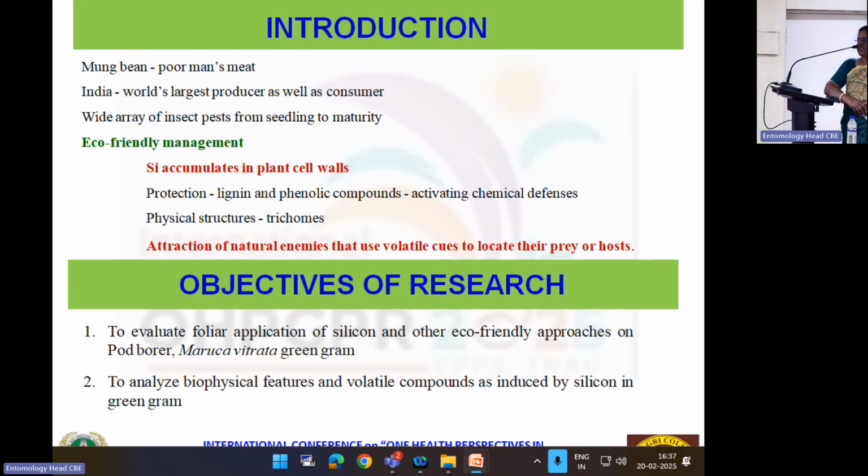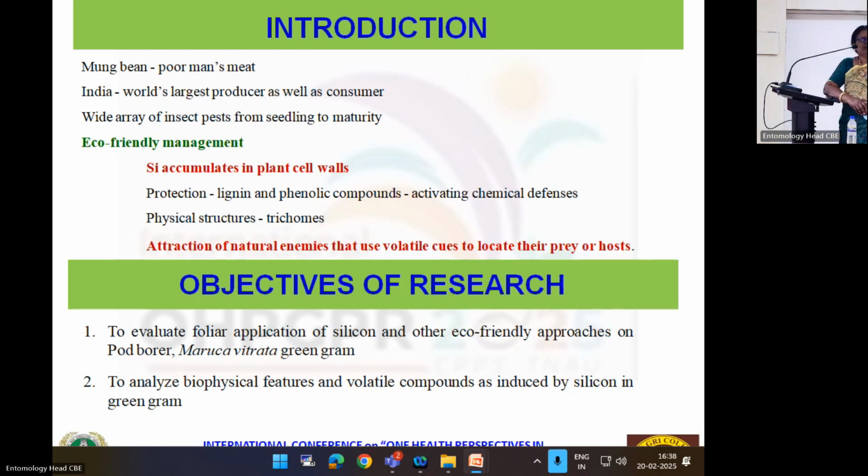Exogenous application of silicon is highly essential because silicon depletion is noticed wherever monocropping is practiced. When we apply silicon, it accumulates in plant cell walls and protects the plant by enhancing the production of lignin and phenolic compounds. In brief, it activates chemical defenses, particularly the synthesis of volatile and non-volatile compounds, and also enhances physical structures like trichomes.